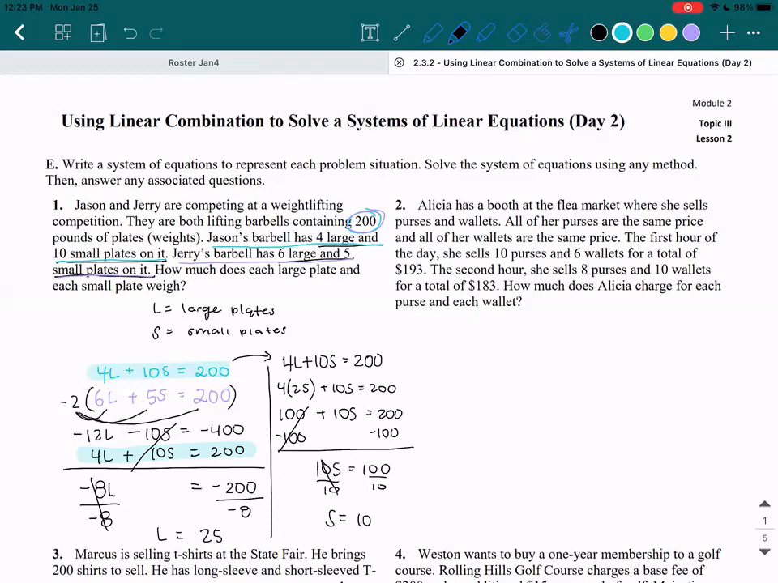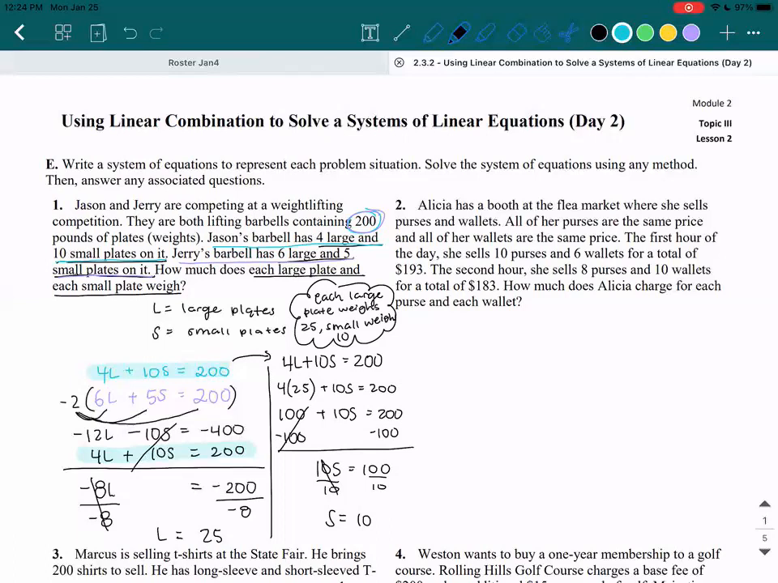So instead of writing in coordinate notation, let's answer our question. Since we didn't use X and Y, there's no point to write in coordinate notation. But how much does each large plate and each small plate weigh? Where do I have space for my answer? I'm going to write my answer in this bubble. So each large plate, L is 25, each large plate weighs 25. And then what about the small plates? S is equal to 10. So small weighs 10. Barely fit it in my bubble, but that's my answer.